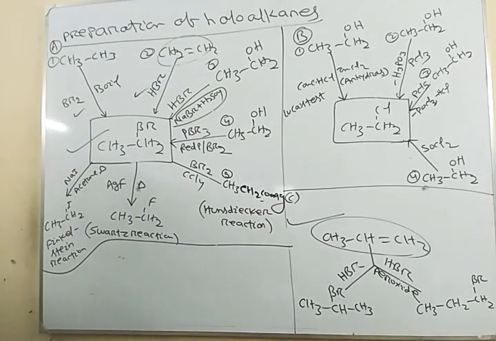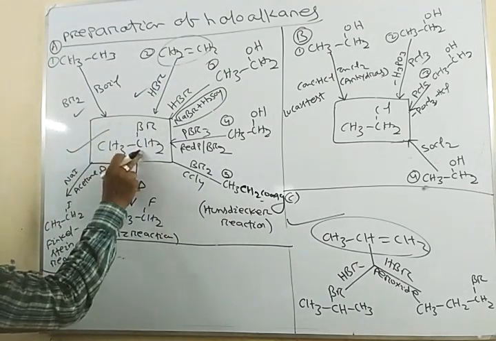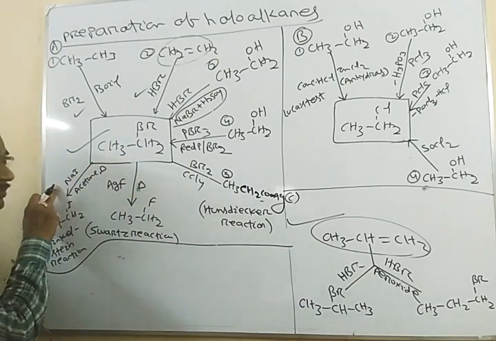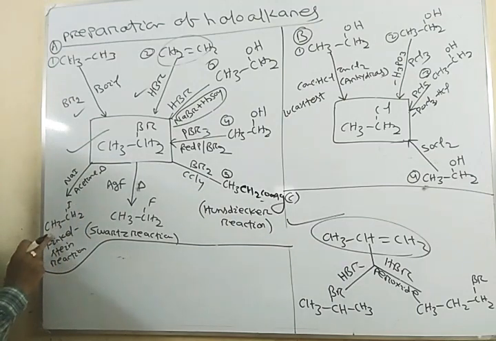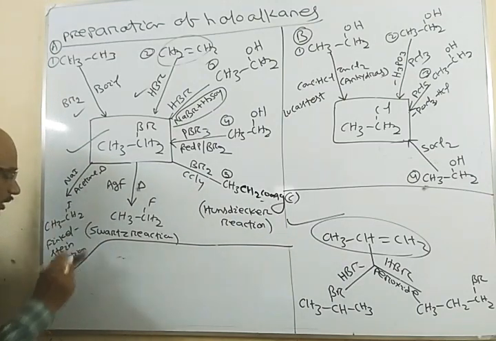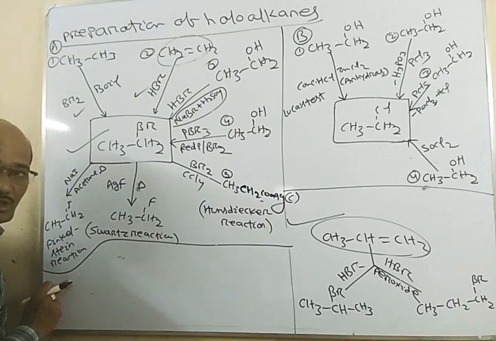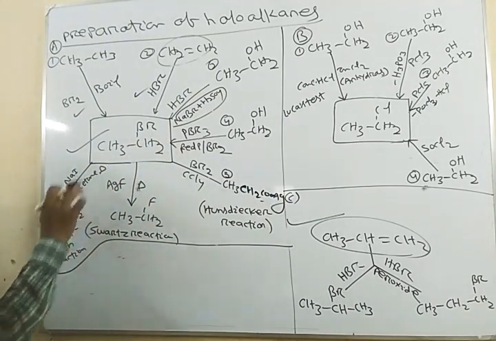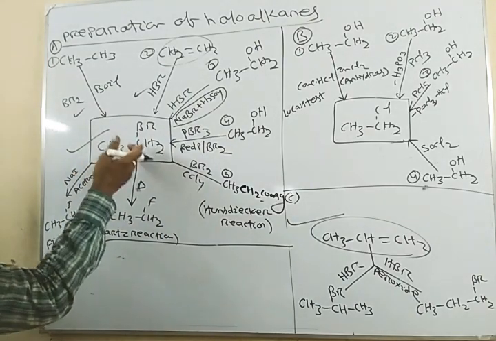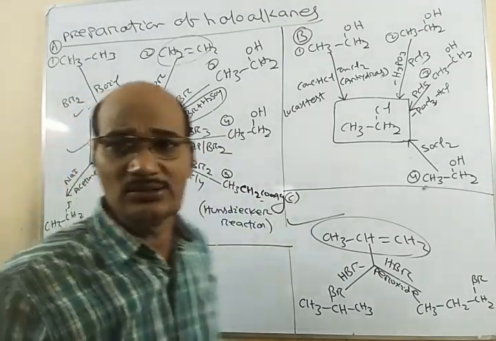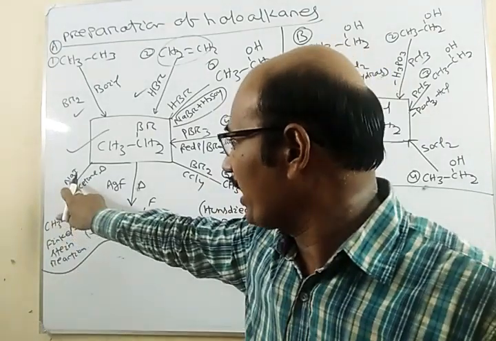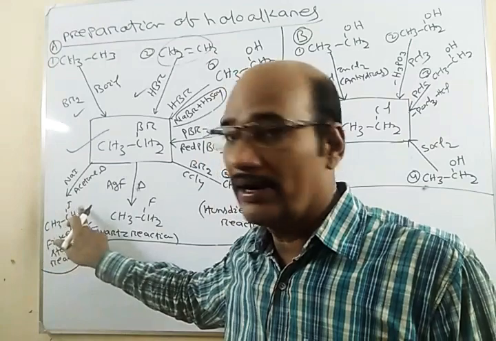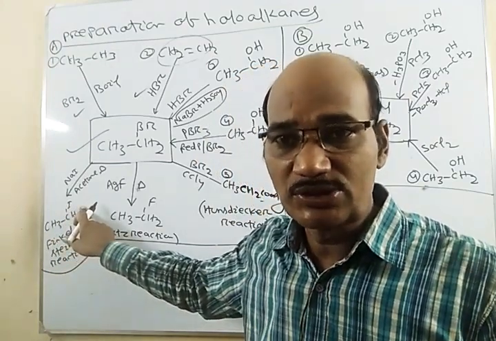reaction. Now, similarly, when ethyl bromide is heated with NaI in presence of acetone, ethyl iodide is formed. This is called the Finkelstein reaction. It is also called the iodide exchange reaction. This can also be done with chloride. So when chlorides or bromides are heated with sodium iodide in presence of acetone, I get the alkyl iodide. This is called the Finkelstein reaction.